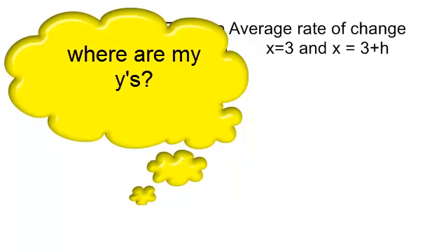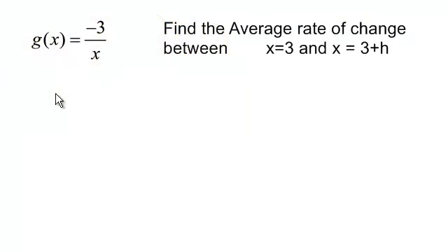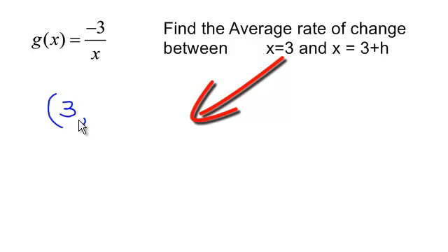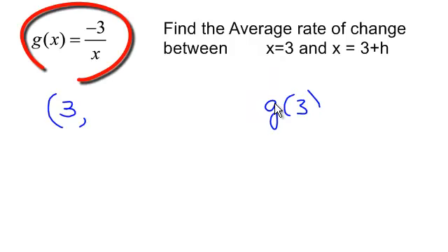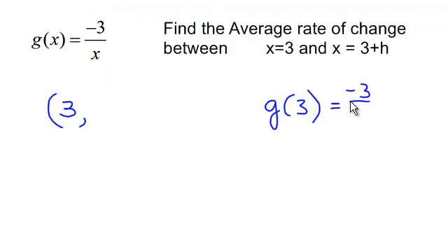Our first point, if x is 3, that's what they told me, then g at 3 is going to equal negative 3 over x, which in this case happens to be 3. So when I plug in 3 for x, g at 3 is a negative 1. And that's my first point. But I need 2 points.